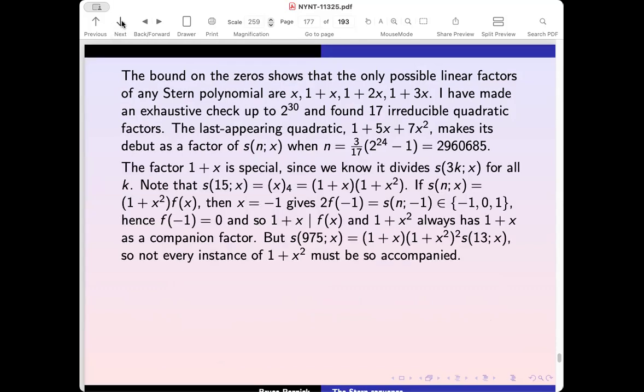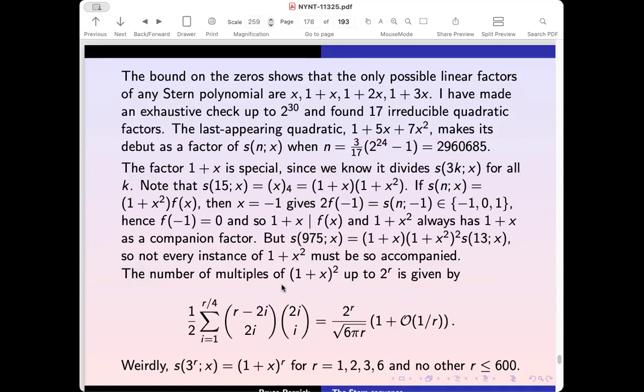1 plus x is special. That's not so interesting. The number of multiples of 1 plus x squared has an exact formula, and you can see that this number shows that the density of factors of 1 plus x squared is O of n as you get large.